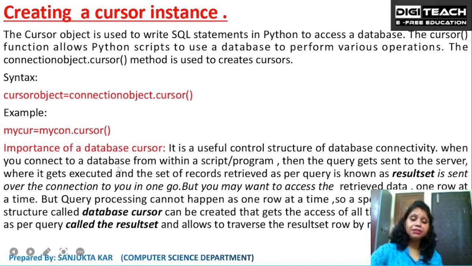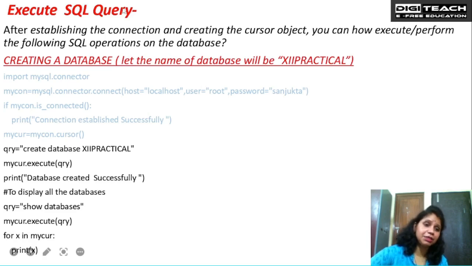So friends, with the help of the cursor object that you have created here, you can execute the SQL query. And when you execute any SQL query, when you use a select statement, you can retrieve data and records, and through the cursor object you can access records one by one. So this is a very important control structure of database. We have already created the cursor object. Now the next part is execute SQL query.